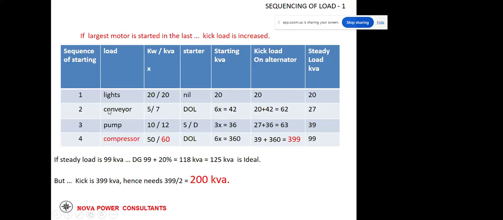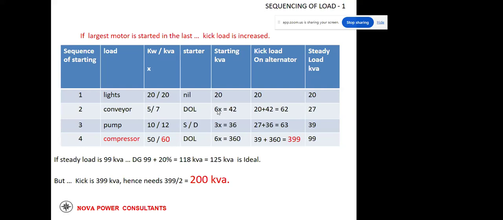Next, the conveyor is started. The power of the conveyor is 5 kilowatt, and the starter for the conveyor is direct online. Whenever there is a DOL starter, the motor draws 6 times current during starting. As a characteristic, the starting is normally up to 3 seconds, 4 seconds for pump applications. For mill applications and for larger loads, the acceleration time will be much higher. And that time selection of the DG set is a very critical thing.